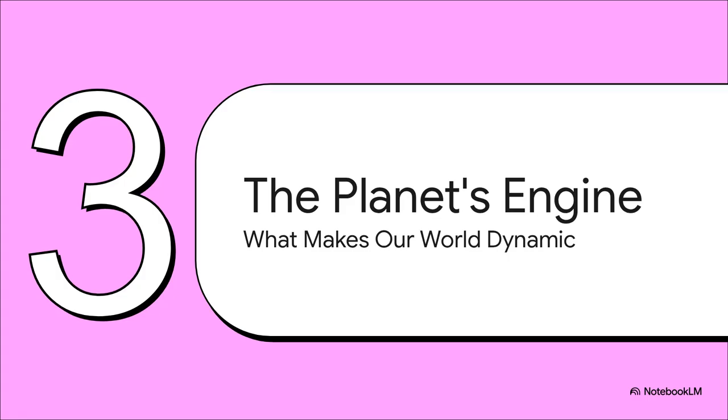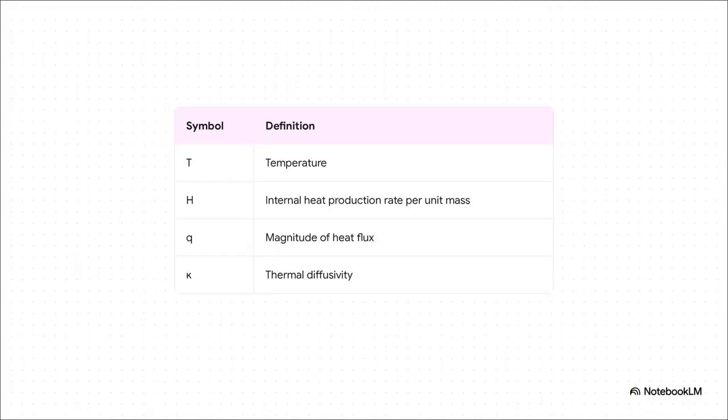Right, but we all know the Earth isn't just a cold, dead rock. It's a dynamic, living world. So the next big question is, what's the engine that powers all that activity? The answer is heat. The language for Earth's thermal engine starts with T for temperature. H is all the heat being generated deep inside the Earth. Q is the flow of that heat. And that Greek letter, kappa, describes how quickly heat can move through solid rock.